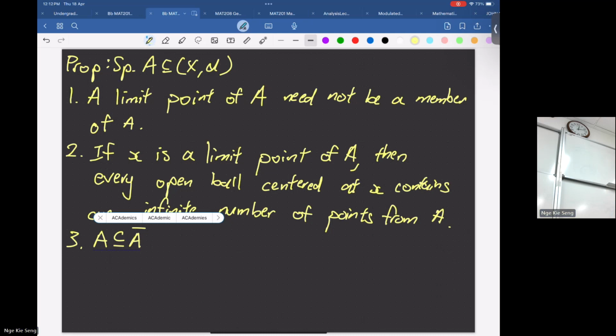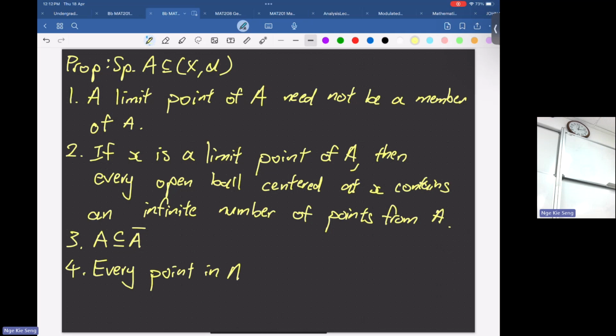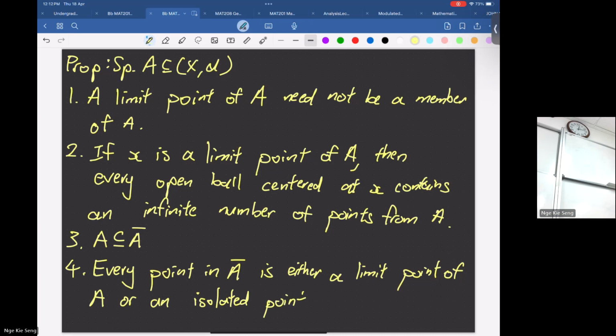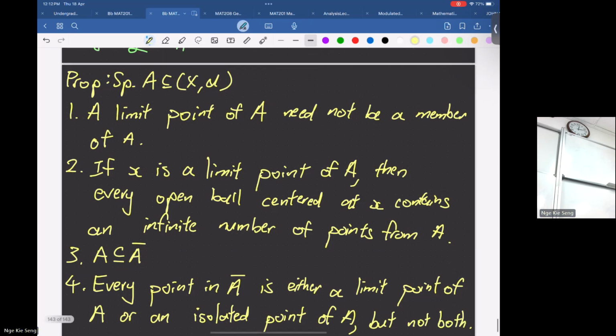Okay, makes sense, right? For every point in A bar, it is either a limit point of A or an isolated point of A. But you cannot be both. You cannot be both.